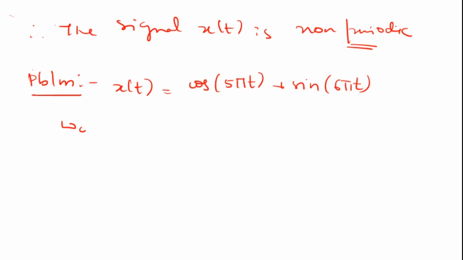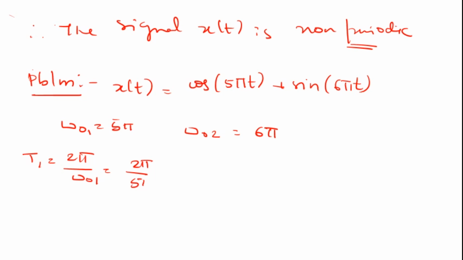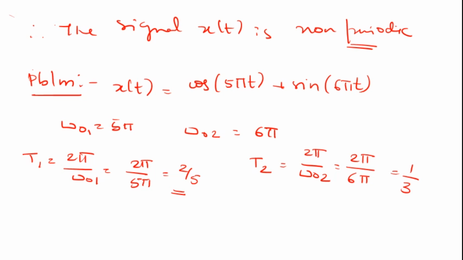Then omega naught 1 is equal to 5 pi. I am going to consider omega naught 2 as 6 pi. Then T1 is equal to 2 pi divided by omega naught 1, which is equal to 2 pi divided by 5 pi, which is equal to 2 by 5. Then T2 is equal to 2 pi by omega naught 2, which is equal to 2 pi divided by 6 pi, which is equal to 1 by 3.